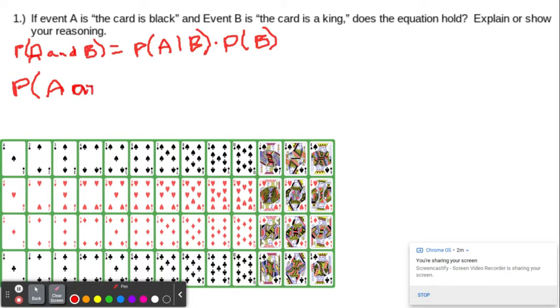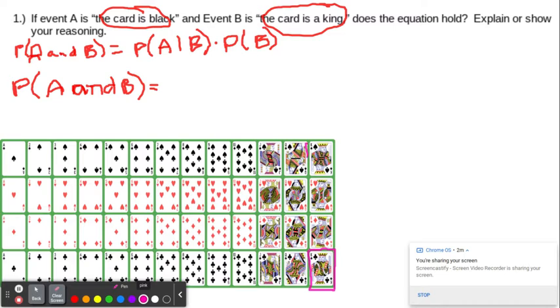A and B. Well, that's going to be the card is black and it's a king. So I need to go down below here. How many black kings do I have? Well, in this case, I have a king of clubs and I have a king of spades. So that's 2 out of 52.